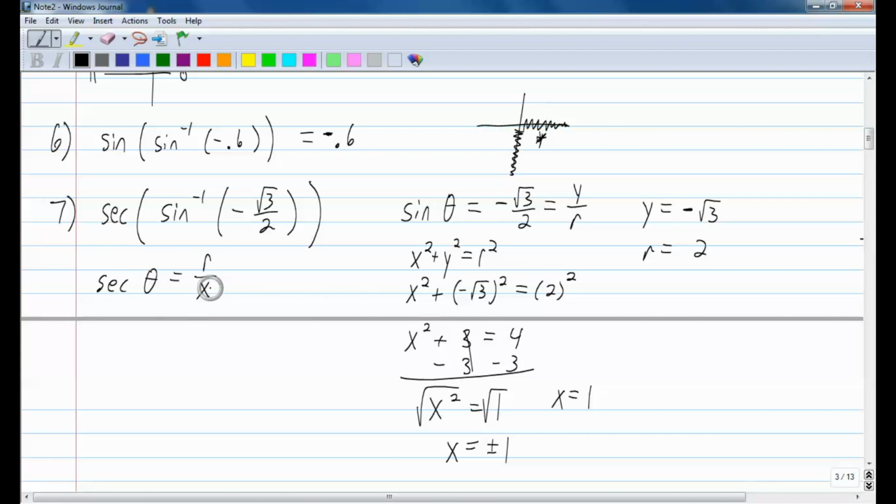Secant is r over x. So secant is r, or 2, divided by x, which is 1. 2 divided by 1 is 2. So your answer is 2.